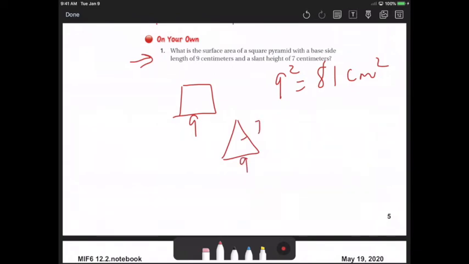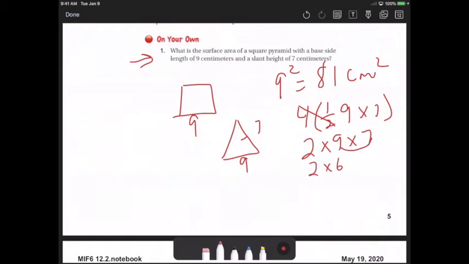The base is 9. So again, I'm going to use the 4. We have 4 times 1/2 base 9 times 7. So 4, take a half of 4, which is 2. We simplify. So it's 2 times 9 times 7. I'm going to just do 9 times 7 first. It's 63. So it's 2 times 63.